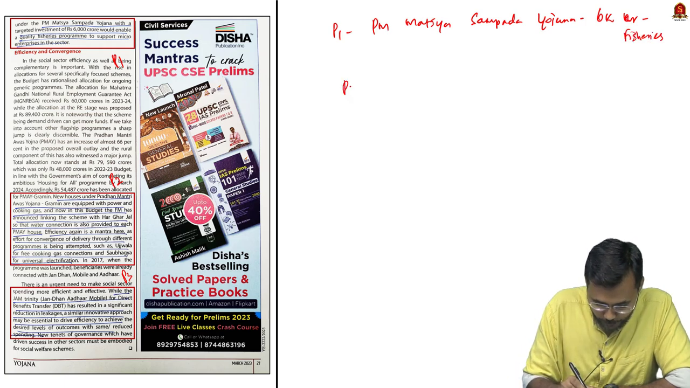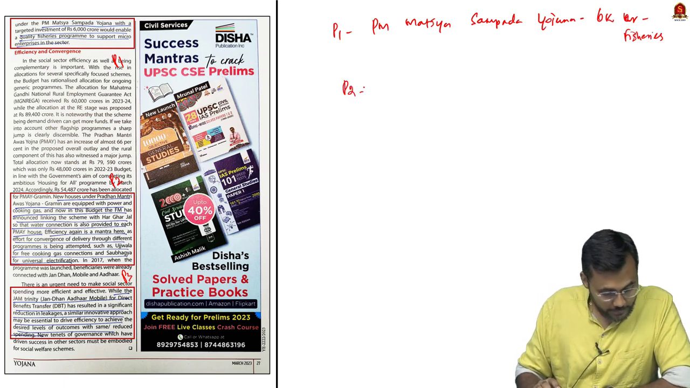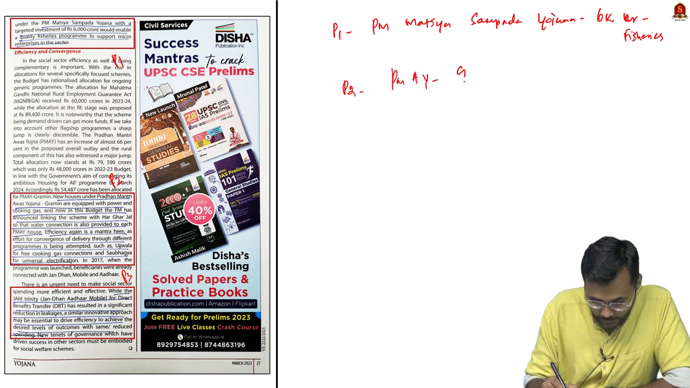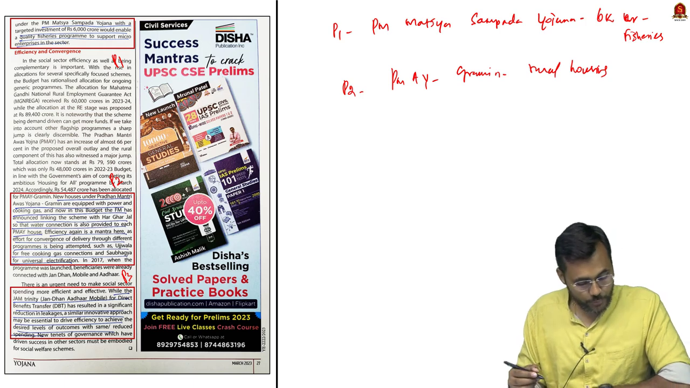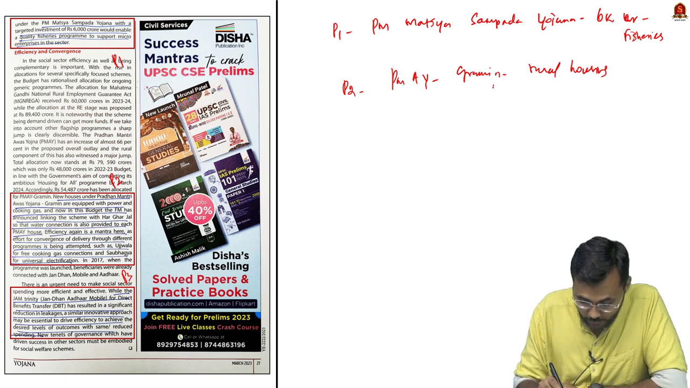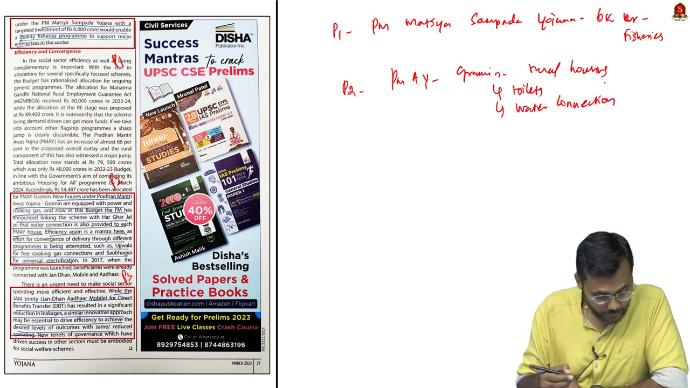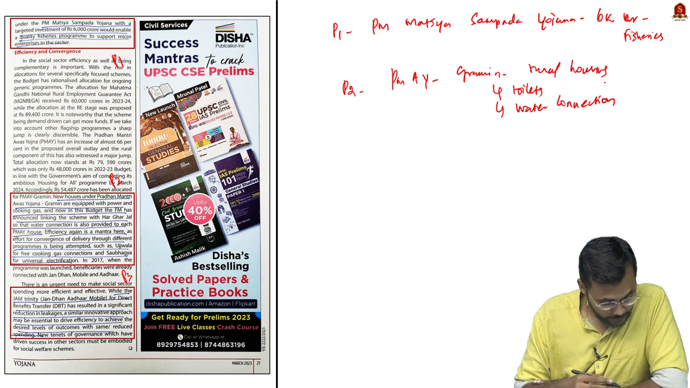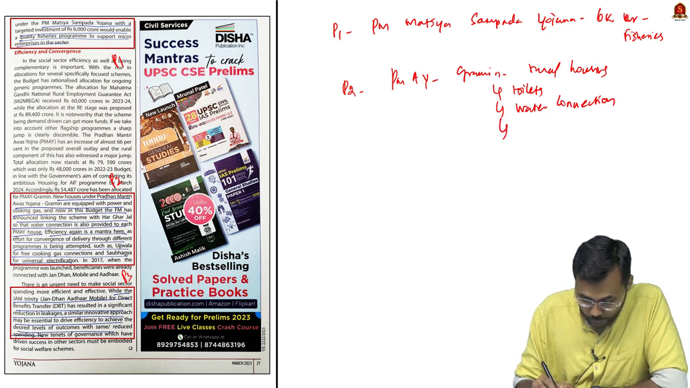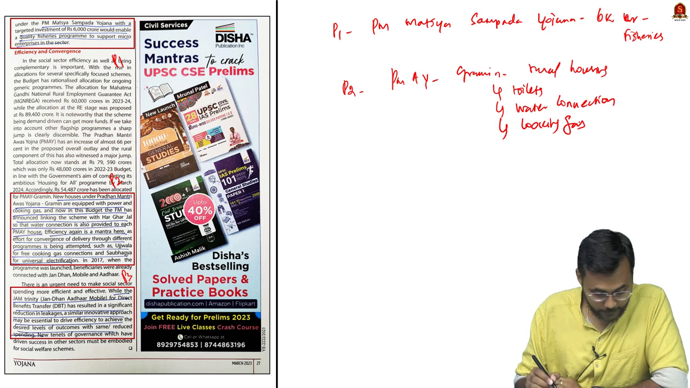And paragraph 2 speaks about Pradhan Mantri Awas Yojana, that is Gramin. It's regarding rural housing. There's a lot of attachments to it. Under this, they are focusing on toilets, water connections, drinking water connections. So this all improves the quality of life and also the dignity of individuals. And it also includes cooking gas, all a part of it.